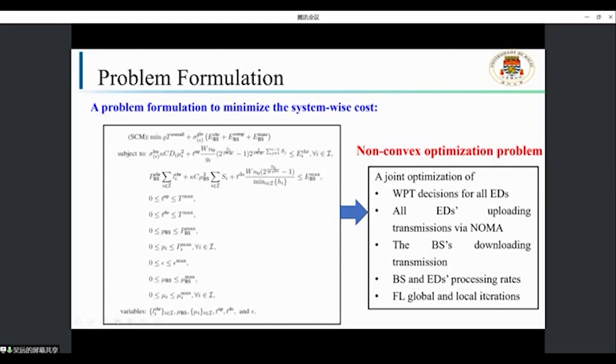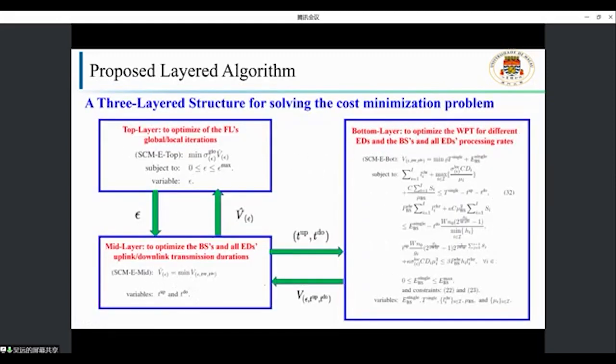So this problem is a strictly non-convex problem, which is difficult to solve. So in this work, we propose a three-layer structure for solving the problem. At the bottom layer, we aim to optimize the wireless power transfer decision for different end devices, and the BS and the server and the client processing rate.